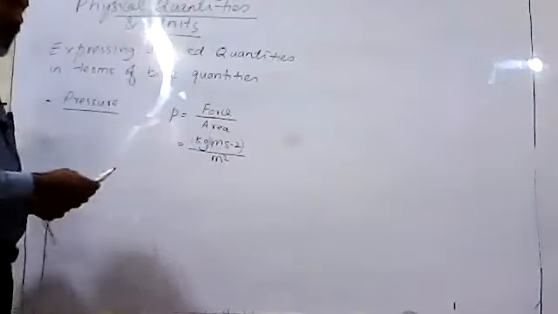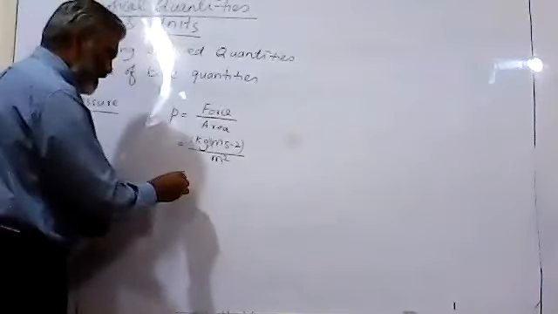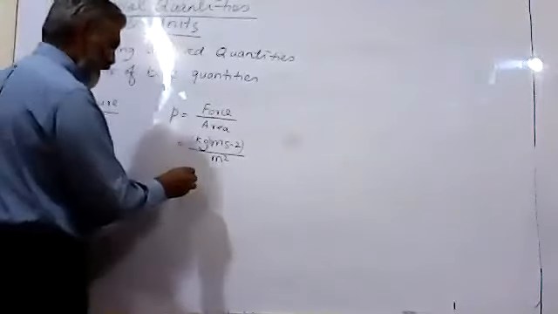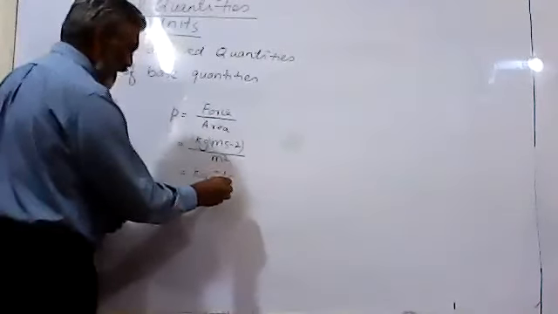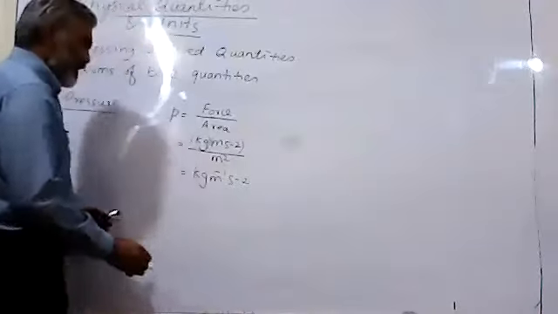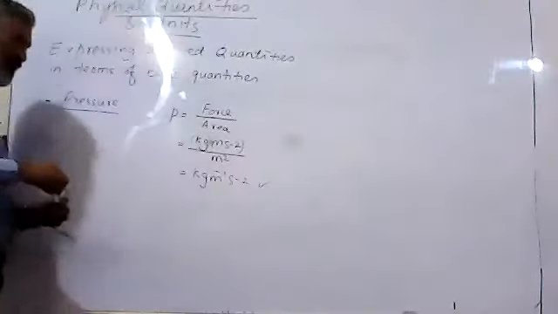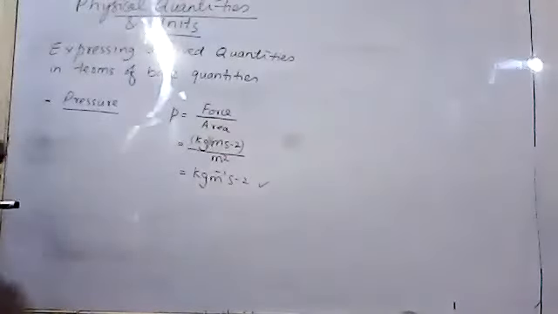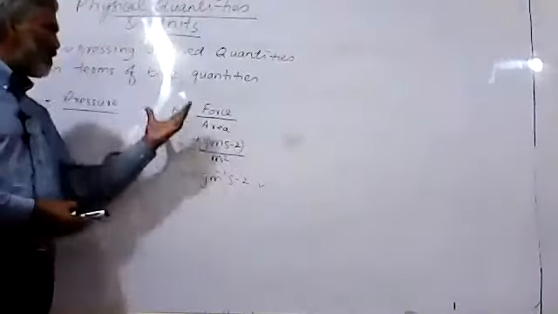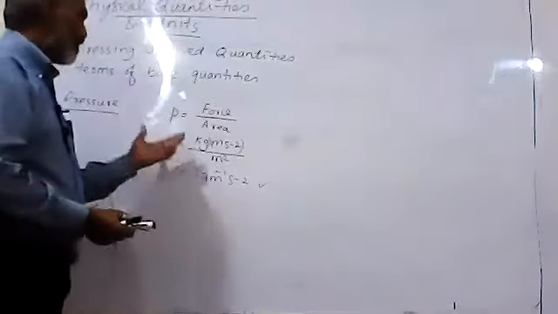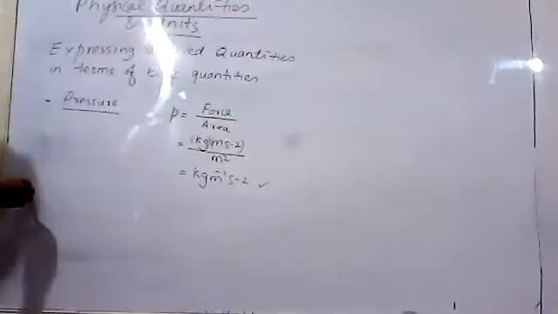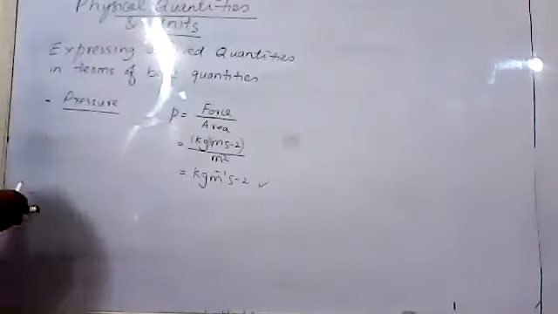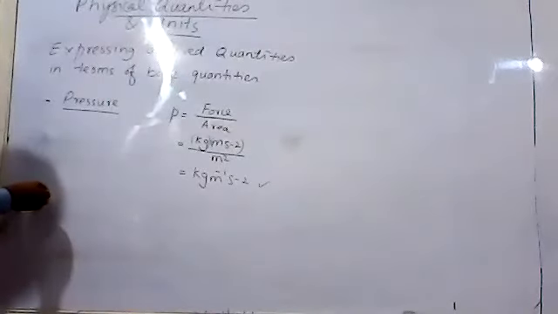So this is all you have to write as the first step, and then you simplify it, and that makes it kilogram m minus 1 s minus 2. This is the final form of the SI base units in which we have expressed pressure. Another example is that of potential difference.